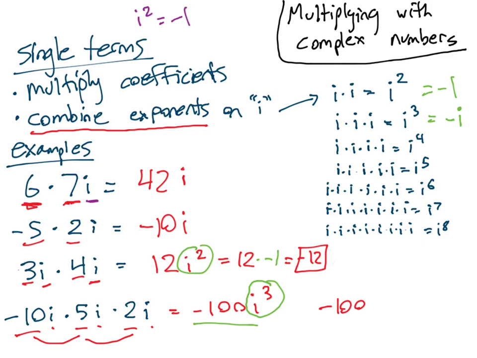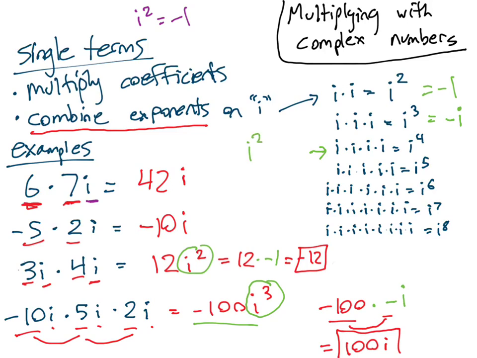-100 times -i. Now we're multiplying these coefficients together. -100 times -1 is equal to +100. So this is +100i. We can continue and multiply even higher powers of i. So let's look at i to the power of 4.